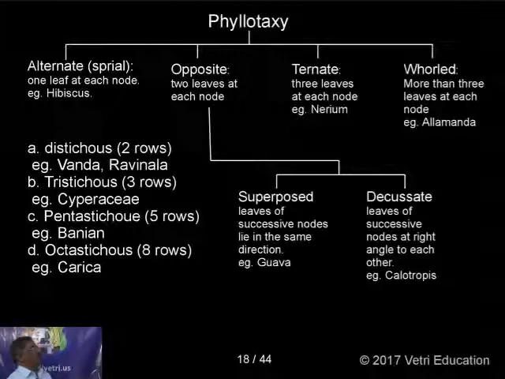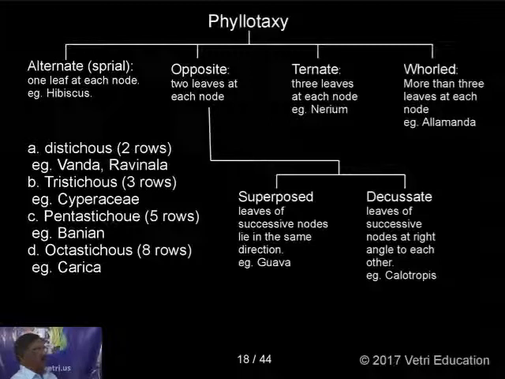The second one, opposite phyllotaxy, where at each node you can find 2 leaves. Among the 2 leaves, these 2 leaves are arranged in 2 rows, that is, successive nodes lie in the same direction, that is called superposed. Opposite leaves but arranged in 2 rows only. Those are considered in Guava, that is in Koya.